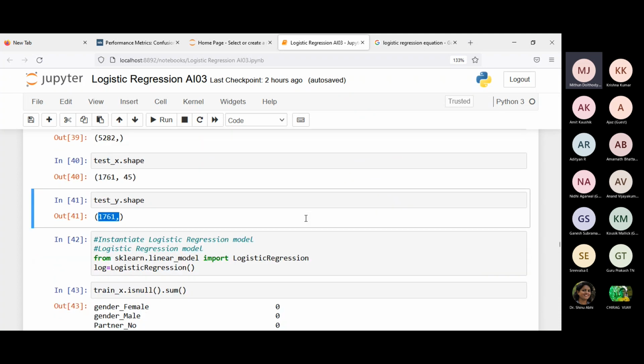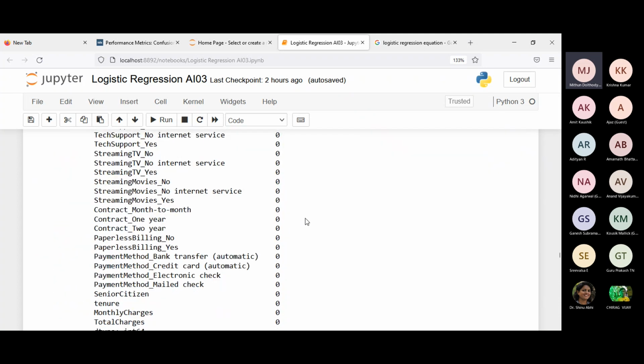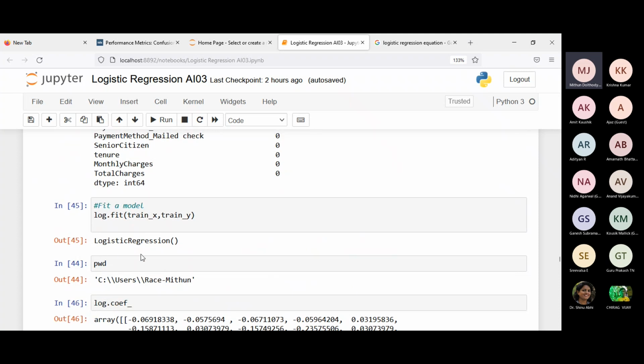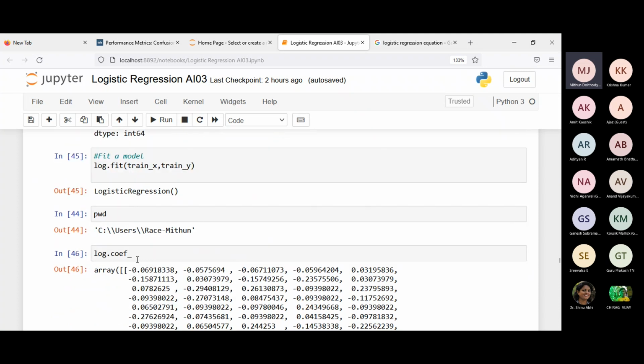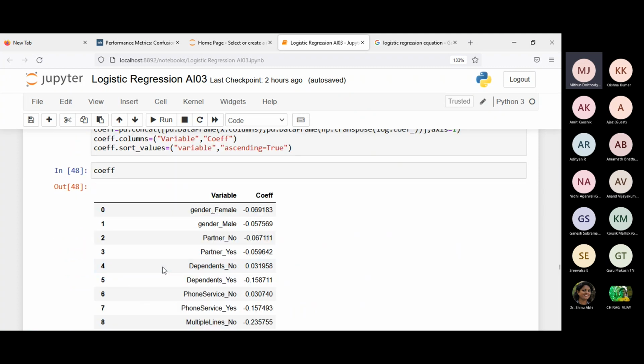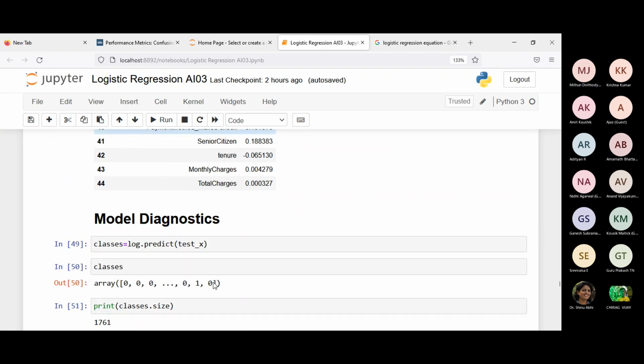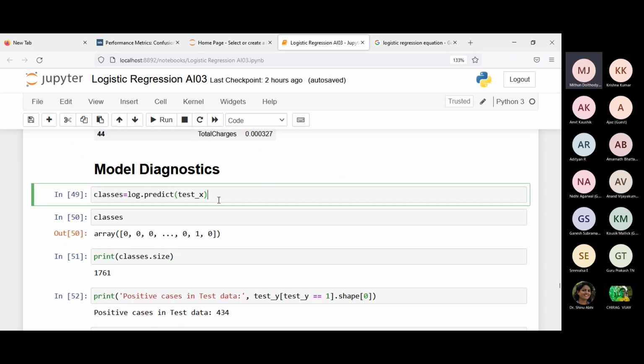Then it's a simple case of fitting the regression model, which is what we have done. Log.fit logistic regression, then log.coefficient_, and this will generate the coefficients. We sorted it and pasted the variable names. And then the third part is the post-model, pre-processing and post-processing.